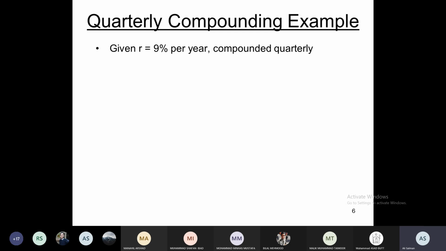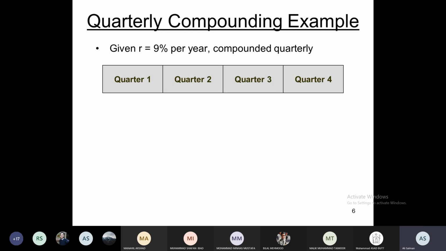Now, how can you calculate the effective quarterly rate? i is equal to R over M. Now, if you know R, that is 0.09 divided by 4. So, it will be the effective quarterly rate, and then we can calculate the effective annual interest rate.